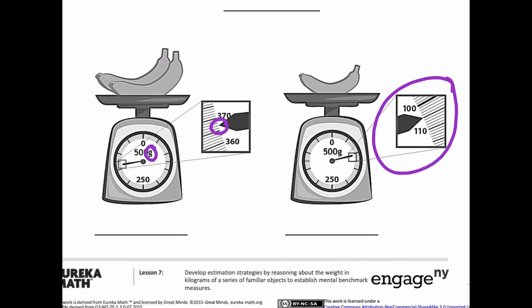Again, pay close attention. Are we looking at the units? Are we talking about kilograms or grams? And you need to write that on the line, what the weight is and what the unit is.